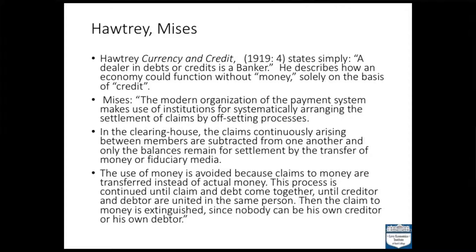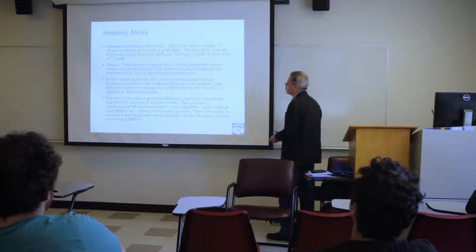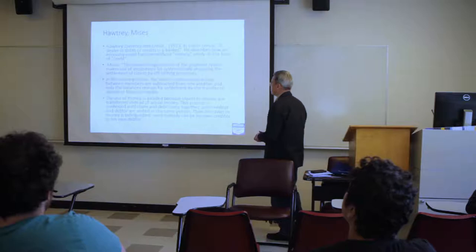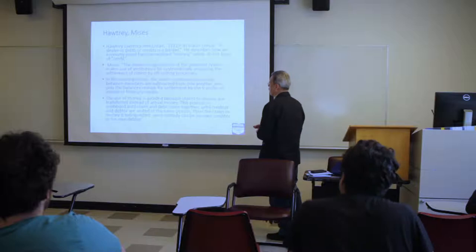Okay? Von Mises, terrible guy. Well, he wasn't that terrible. He just didn't like planning. The modern organization of the payment system makes use of institutions of systematically arranging the settlement of claims by offsetting processes. In the clearinghouse, the claims continuously arising between members are subtracted from one another, and only the balances remain for settlement by the transfer of money or fiduciary media.